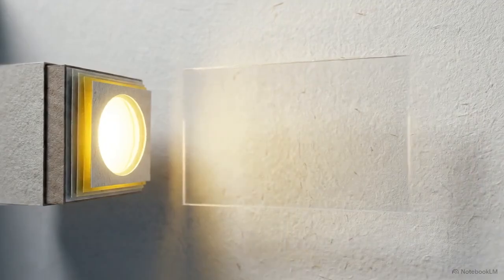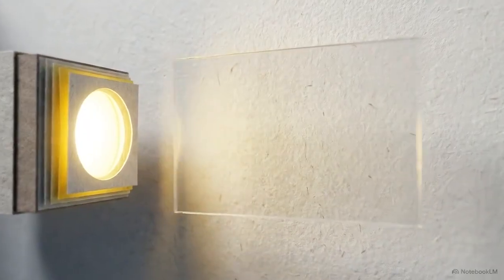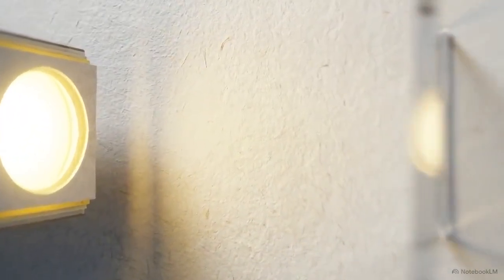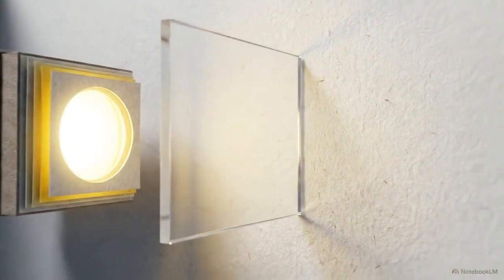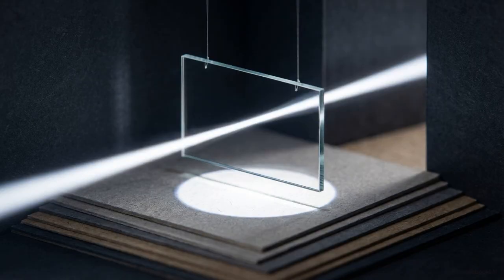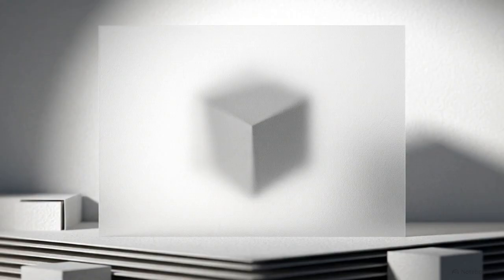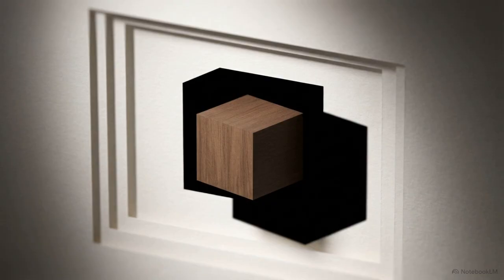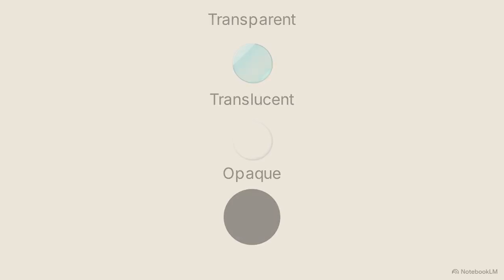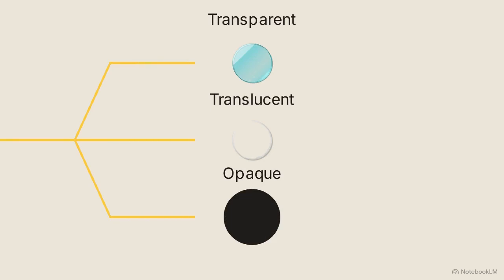The first variable is the material of the blocker. A clear plastic sheet moves in front of the light, casting almost no shadow. Transparent materials like this allow almost all light rays to pass through uninterrupted. Translucent materials, such as frosted glass, scatter those rays. Only some light makes it through, creating a pale, weak shadow. Opaque materials, like wood, stop the light entirely, resulting in a solid, deep black void. The darkness of a shadow measures exactly how much light energy a material allows to pass through.